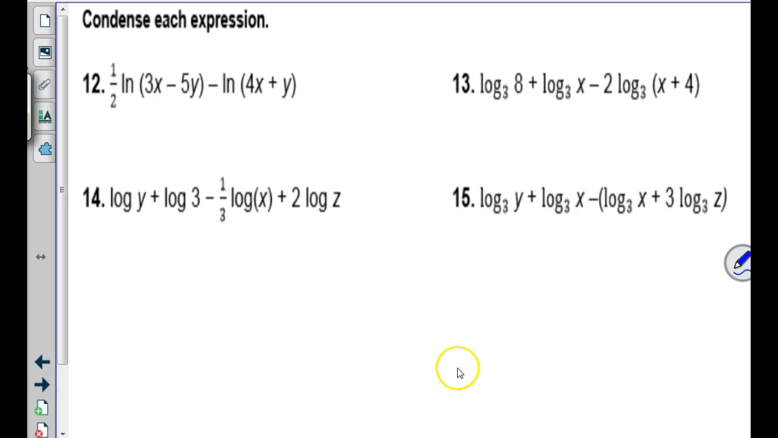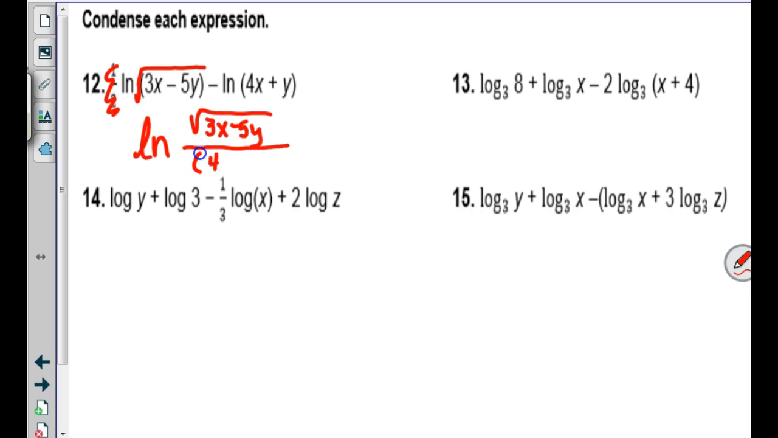All right, I like condensing better. I don't know about you, it's less writing. So let's do these real quick. What's the 1/2 going to do? Square root. Okay, so I'll just move it like that. And then what's a minus going to do? Divide. And then we have a single log, right? So the square root of 3x minus 5y over the quantity 4x plus y. Yuck.